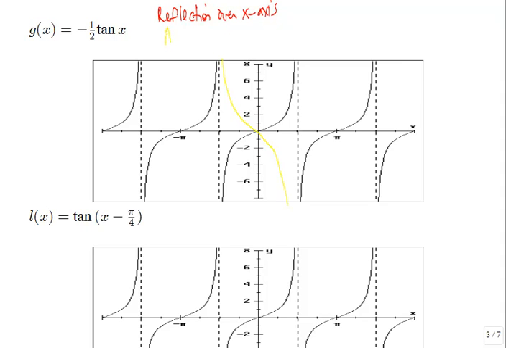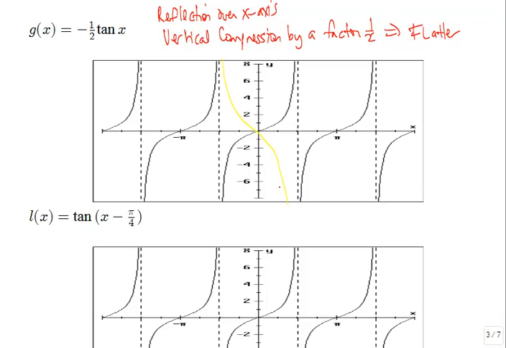But we also have an amplitude change, or excuse me, a vertical compression change, because we have that 1/2 out front, which would normally look like a new amplitude if this was a sine or a cosine. So we have a vertical compression by a factor of 1/2. And what that is going to impact on my graph is instead of making the graph steeper, it's going to make it flatter. So it's not going to go quite as high as fast as it did before.